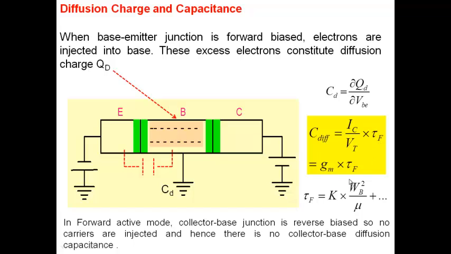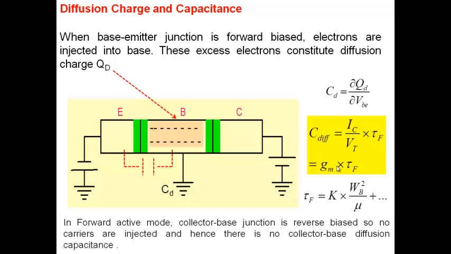And if I go and examine tau f, the base transit time, I find that there are several factors on which it depends. Two of them I've highlighted. One is the base width, the thickness of the base, and it also depends on the mobility. So what it tells us is, if you want a smaller diffusion capacitance or a faster transistor, what you should look for is a smaller transit time. And a smaller transit time you get by making the base as thin as possible, and by using a material or a carrier which has higher mobility.